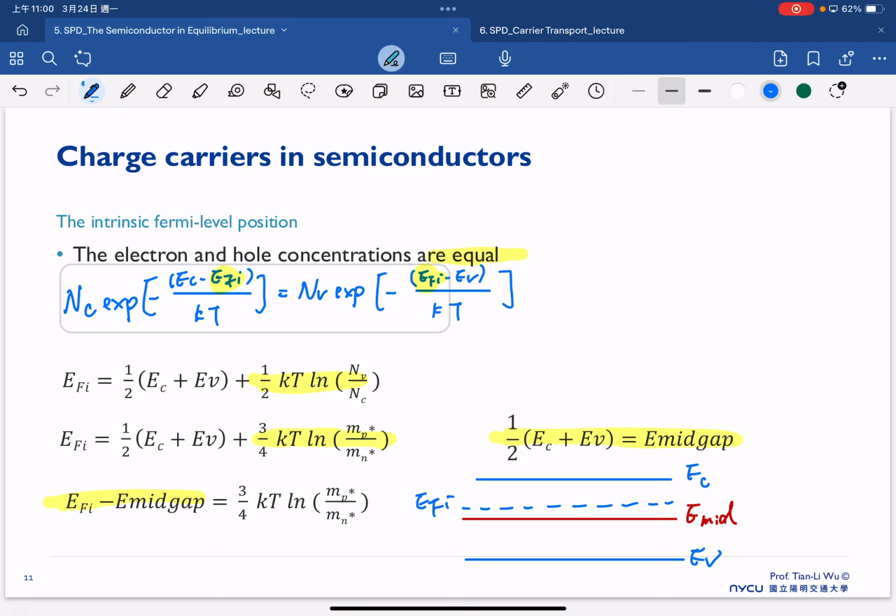Although we consider that the electron and hole concentrations are equal, if you try to estimate the EFI, it is not exactly in the middle between EC and EV. This is because the electron and hole have different effective masses, which causes a very minor difference between the EFI and the mid gap.